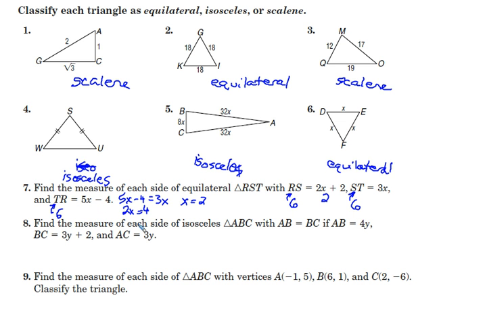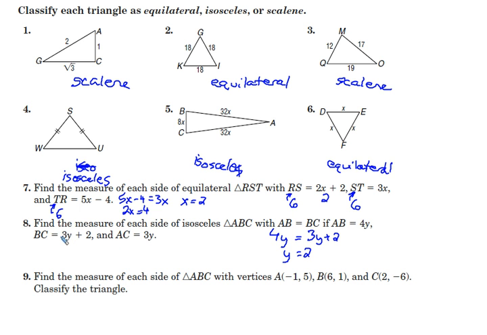Number 8 says find the measure of each side of isosceles triangle ABC if AB equals BC, AB is 4y, BC is 3y plus 2, and AC is 3y. Now, I know that the two sides AB and BC are equal to each other, so their expressions I will set equal to each other. AB is 4y, and BC is 3y plus 2. This allows me to solve for y. I'm going to subtract 3y from both sides to get y, and that tells me y is 2.